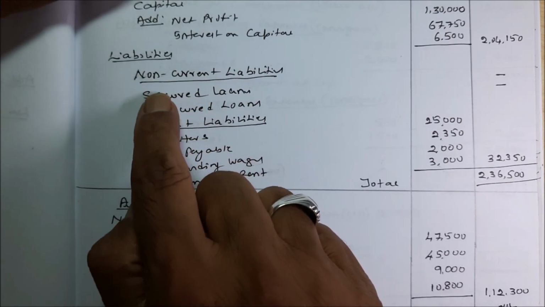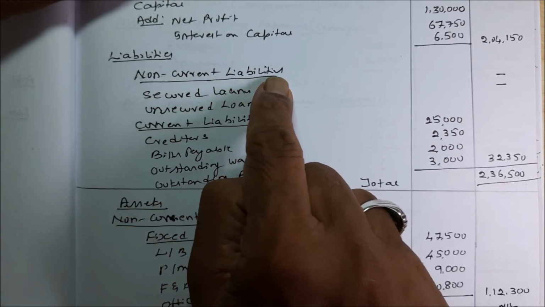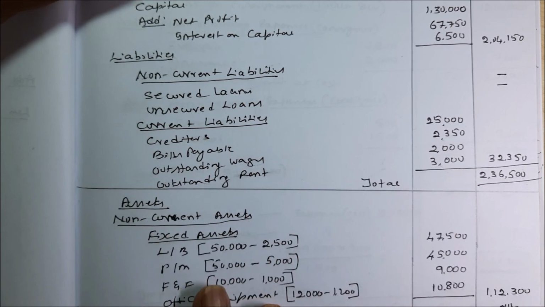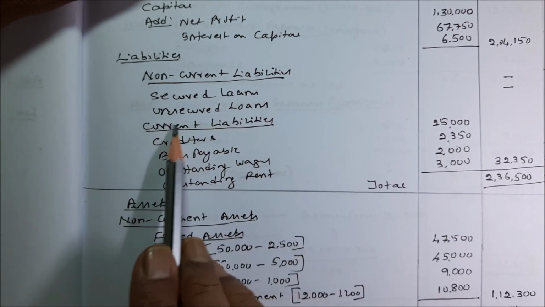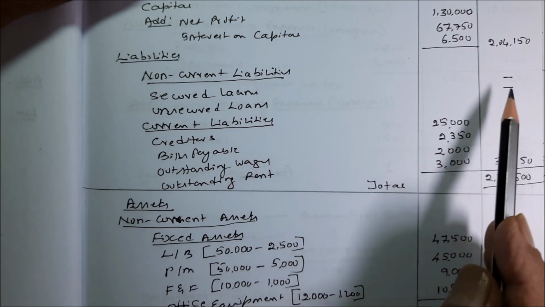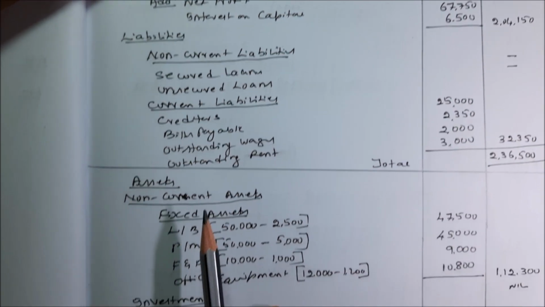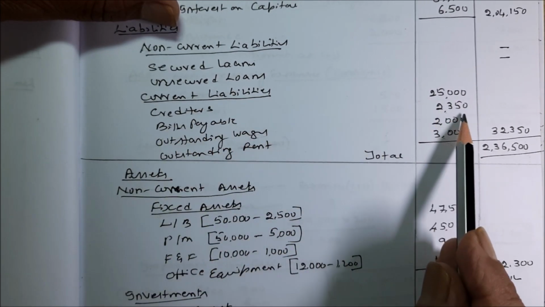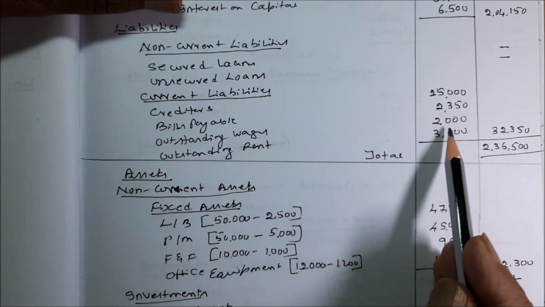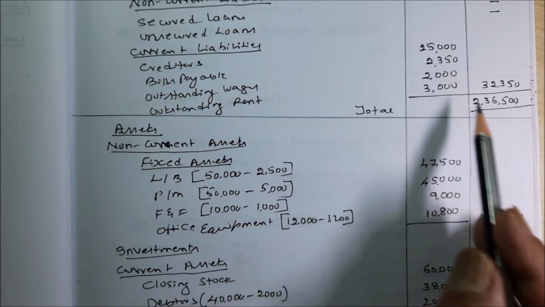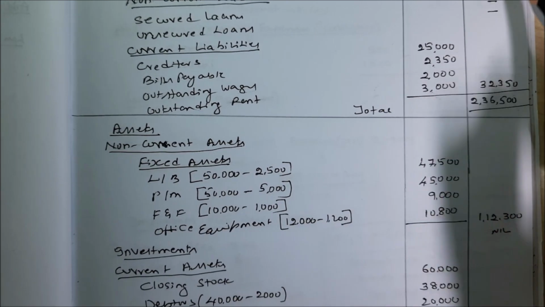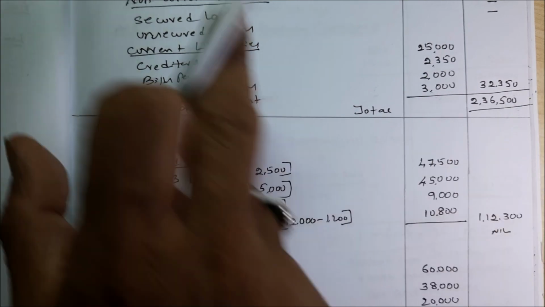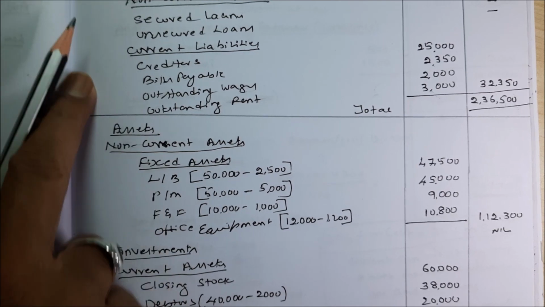Then liabilities. Under that, first non-current liabilities. Current liabilities are different from non-current liabilities. Non-current liabilities are usually secured loan or unsecured loan. Nothing has been given in the problem. You say dash or you say nil, it is one and the same. Then current liabilities: creditors 25,000, bills payable 2,350, outstanding wages 2,000, outstanding rent 3,000, total 32,350. The liability total is 2,36,500. It is vertical. First we do liabilities, then assets.